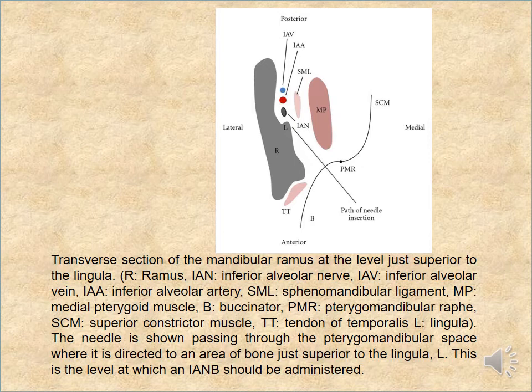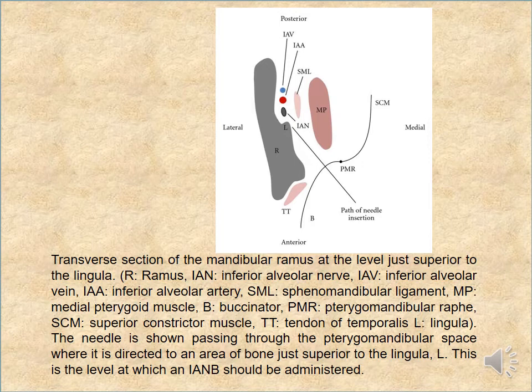We have the sphenomandibular ligament and medial pterygoid muscle, buccinator, pterygomandibular raphe. We have the superior constrictor muscle from above, and the tendon of temporalis muscle, and the lingula is on the medial surface of the ramus. The needle is shown passing through the pterygomandibular space where it's directed to an area of bone just superior to the lingula.